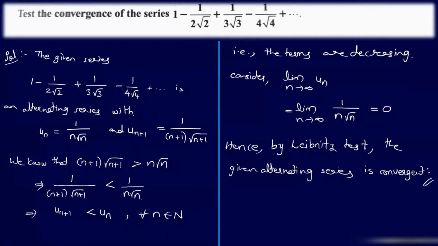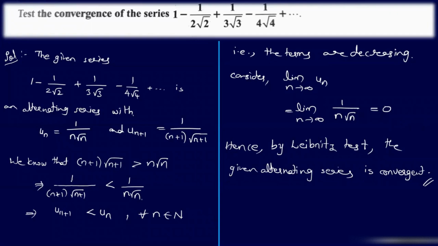That's it. So when you are given an alternating series, without calculating the sequence of nth terms or the sequence of partial sums, we are just using this Leibniz test to identify whether the given series is convergent or not.